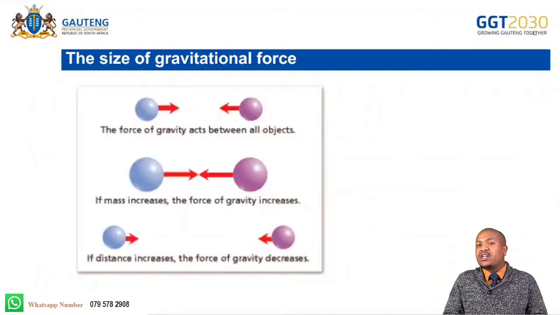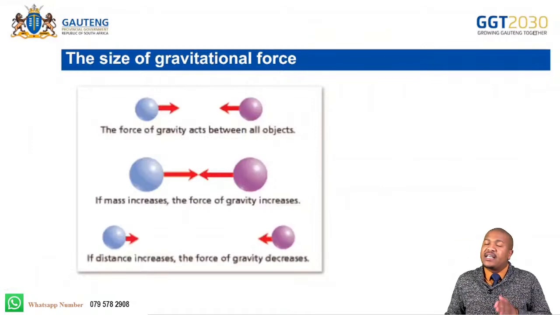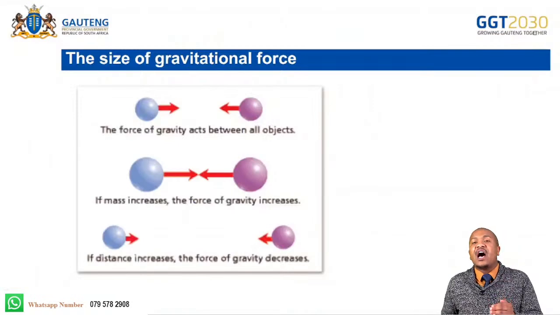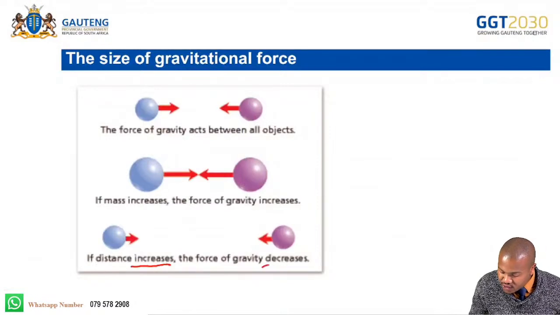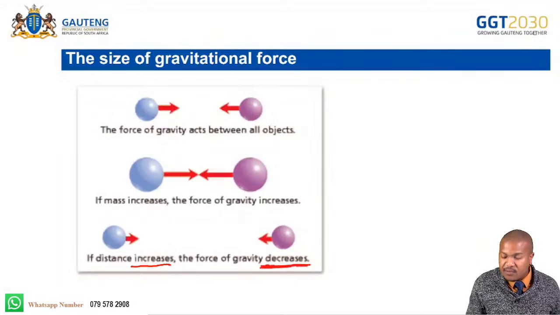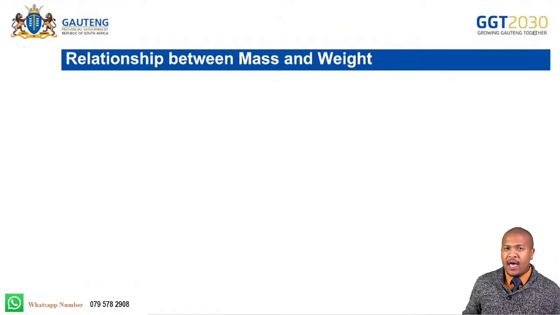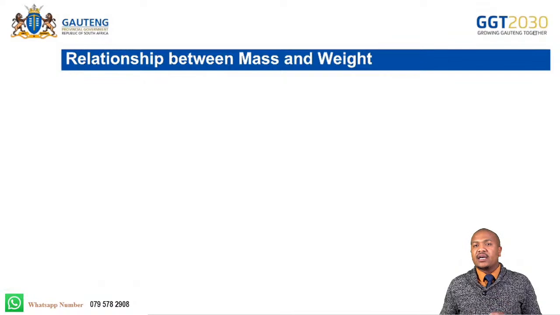And I said gravitational force is also governed by distance. So this is what happens when it comes to distance. If the distance increases, the force of gravity decreases. If the distance increases, the force of gravity decreases, it becomes lower. Are we together? Now, as I said, force of gravity is governed by mass as well as distance.